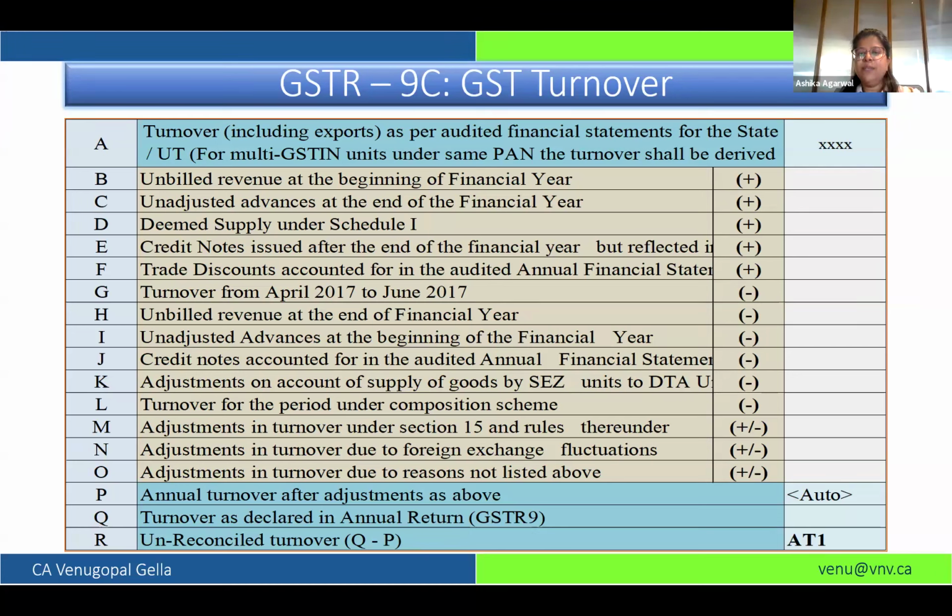Then, table 6 of 9C provides for reasons. It's better to exercise that reason option even though unreconciled turnover is coming as 0. Even if unreconciled turnover is 0, go and fill the reason column for the 5O adjustment you have done, so that you are not suppressing anything from the department. Whatever you are doing based on today's law is correctly reported. So you can use table 6 for your reporting, even though there is no unreconciled turnover.